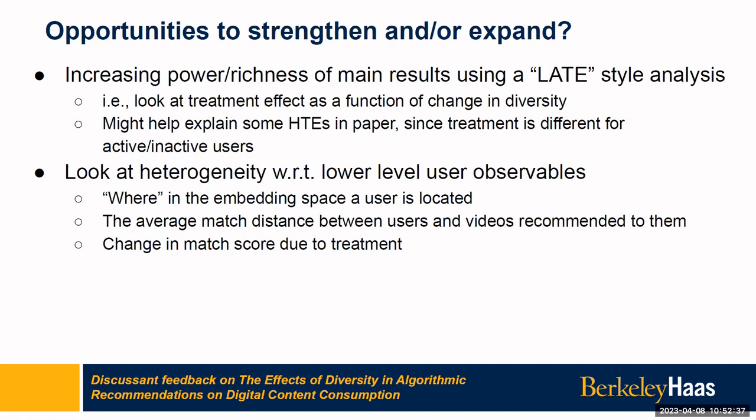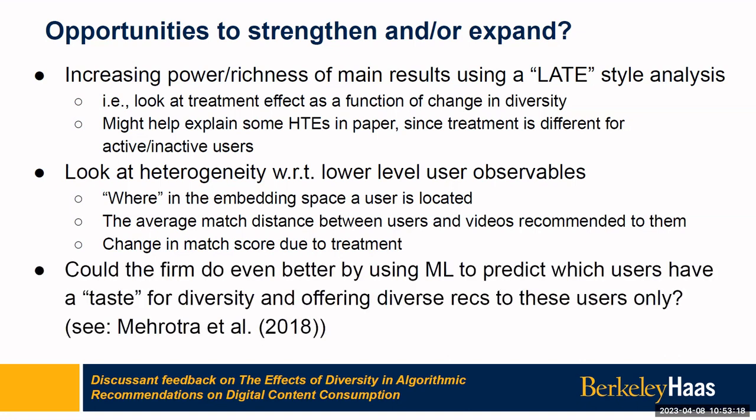You can also ask how the treatment effect varies as a function of how close the content that's pulled is to that user. So in some cases, that match score might on average be really high, so the matches are really good. In other cases, the match score on average might be quite poor, in which case the treatment effects might be different. And you can also imagine looking at heterogeneity with respect to the change in the match score due to the treatment. This treatment is designed as something that changes diversity. It is doing that, but it's also, as someone mentioned, changing the average match score of the pieces of content that are actually recommended to the user. And so we might want to understand how much of the treatment effects that we see are coming from changes in diversity as opposed to changes in the match score.